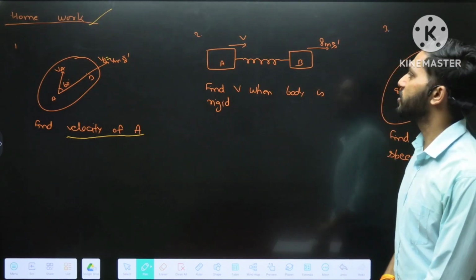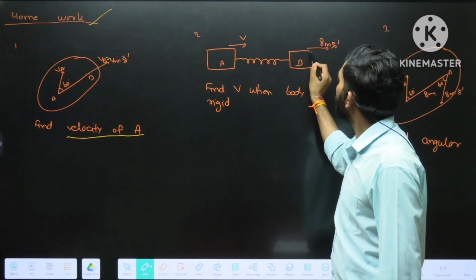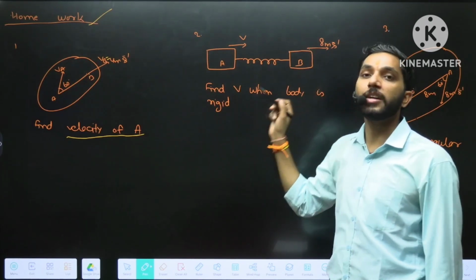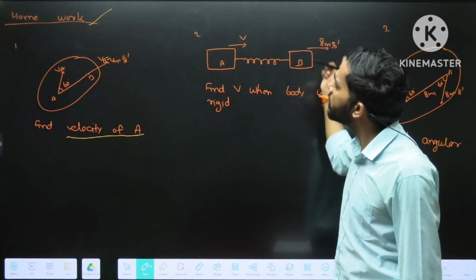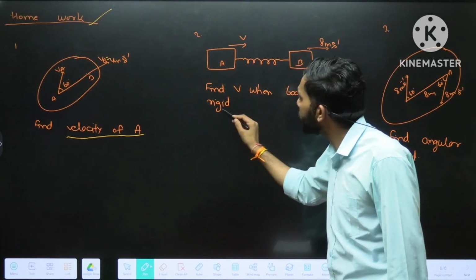In the second question, assume that you have a spring block system. The velocity of one block is given as 8 meter per second, and at the time when this system can be called a rigid body, you have to find out the velocity of A.